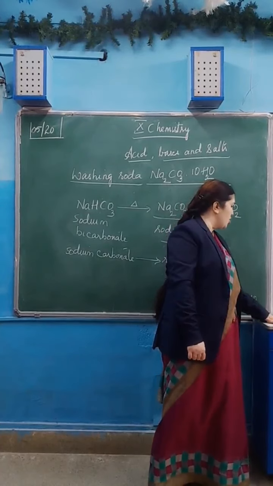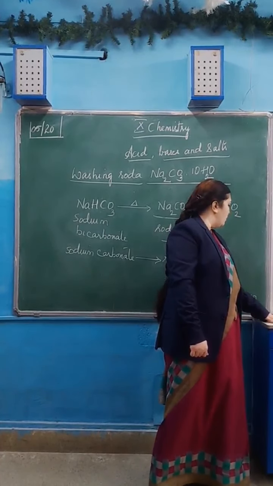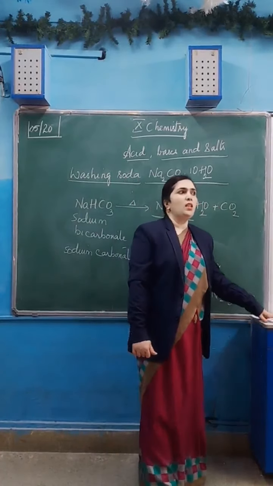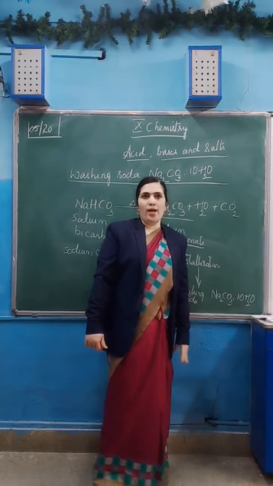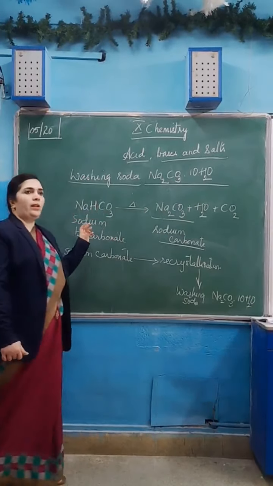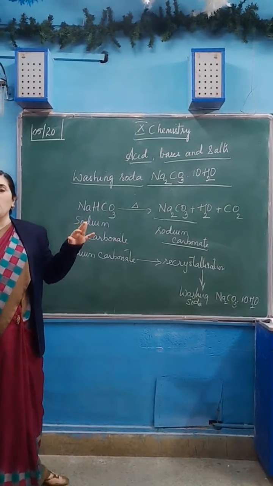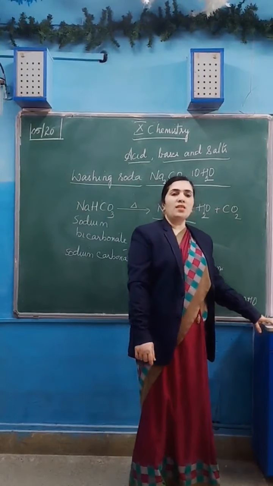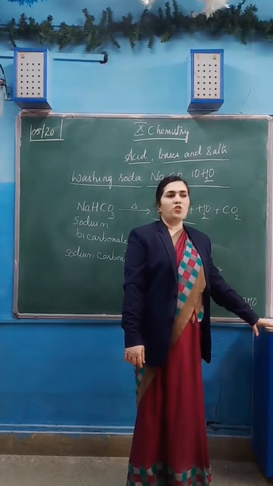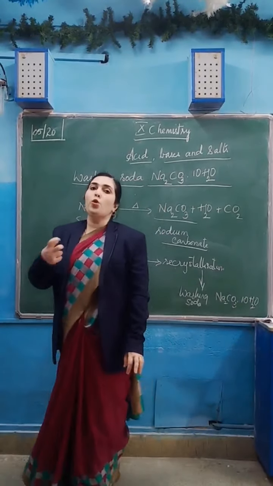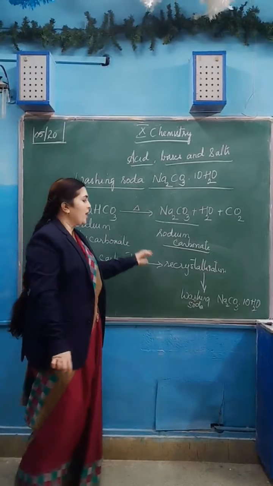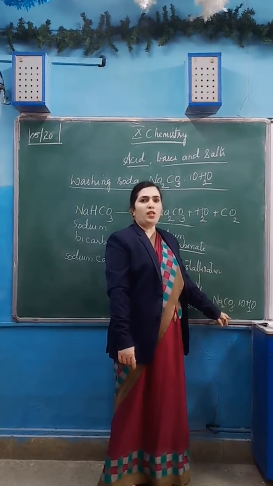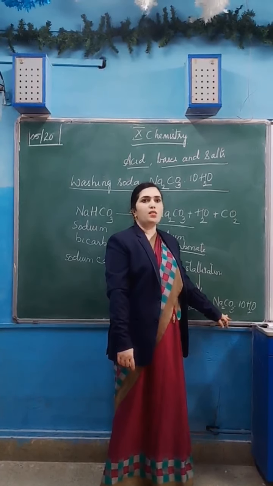What are the uses of washing soda? Washing soda is used in many industrial processes. It is used in the manufacture of sodium products like borax. It is used to treat hard water, or make hard water into soft water. Hard water is water which consists of more salts. To remove those salts, we use sodium carbonate or washing soda. We use washing soda for softening the water, removing most of the salts present in the water.